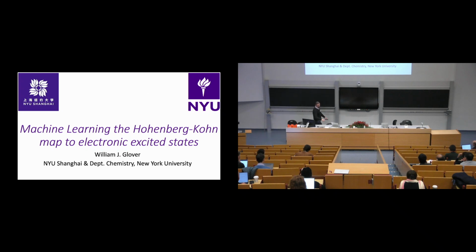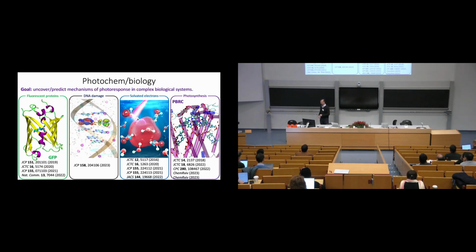Just to motivate this work, I wanted to first introduce some of the areas we've been working on before getting into machine learning. We are, as a group, interested in photochemistry and photobiology. That is, how do complex systems, chemical or biological, respond to the absorption of light. And we've been studying fluorescent proteins, particularly in their response to UV radiation. We've been looking at some DNA damage. We've been looking at chemical systems such as solvated electrons. These are highly reactive, reductive species that are generated from the radiolysis of water, and some photosynthetic reactions.